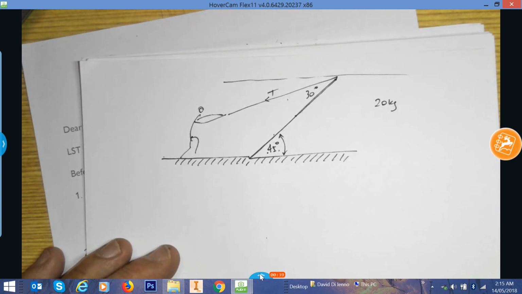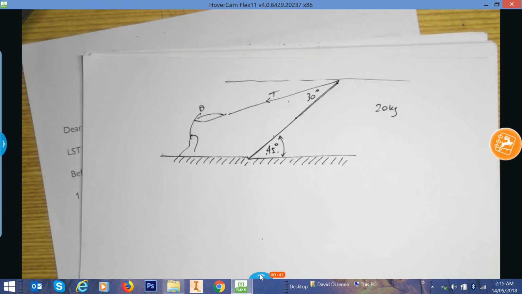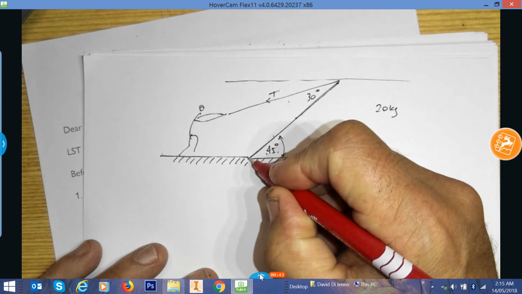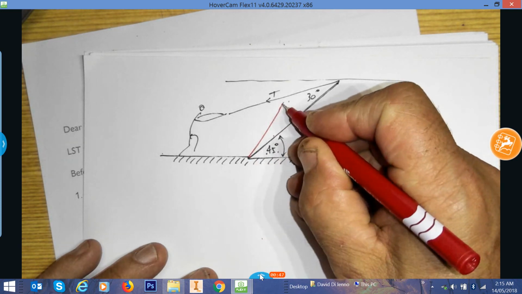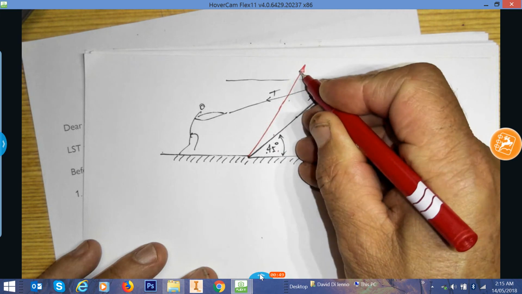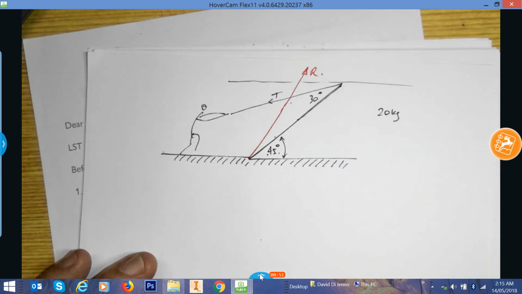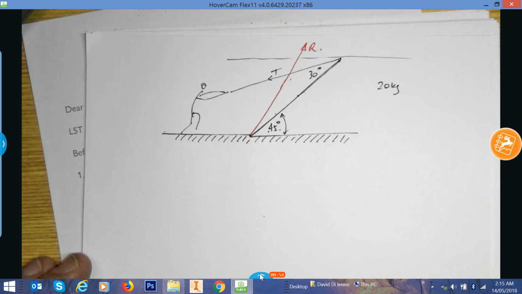Okay, so let's draw in all the forces first. We're going to have a reaction force coming up here at an angle like this. We don't know what the angle is, and we'll say that this reaction force is called R. First, let's solve for T.